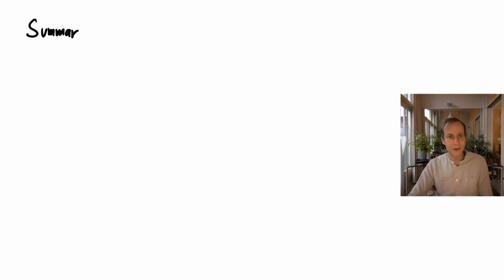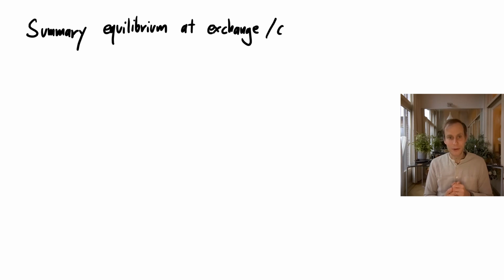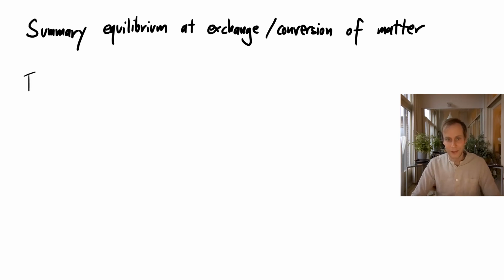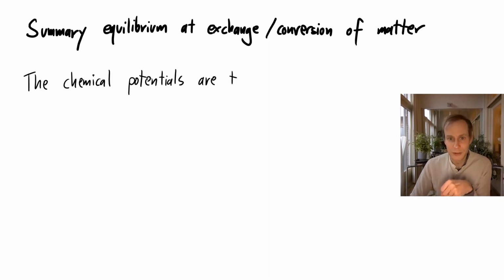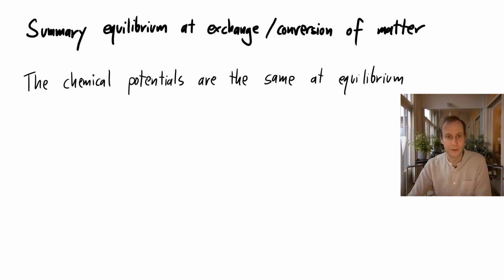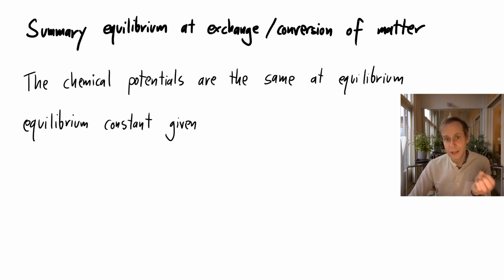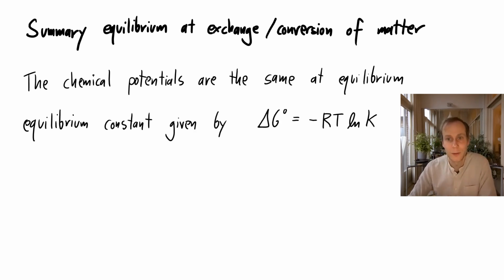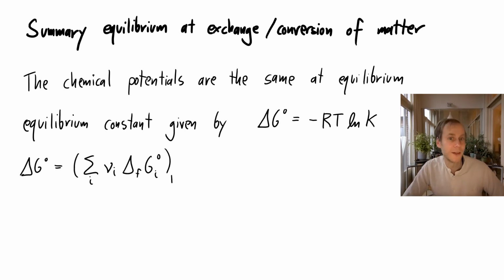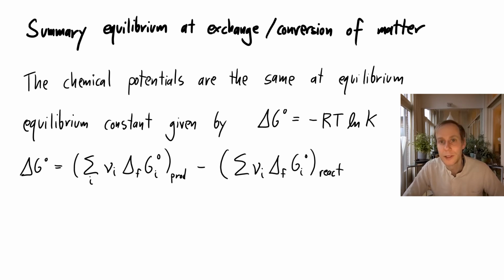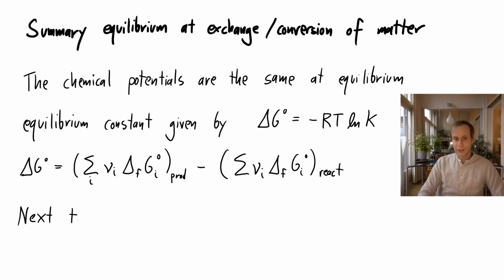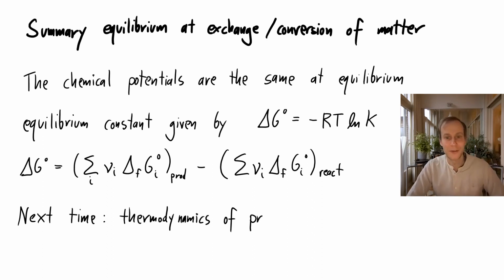That brings me to the summary of Chapter 5. In Chapter 5, we spoke about equilibrium during the exchange and conversion of matter. We learned that the chemical potentials are the same at equilibrium for different regions of a cell, for instance. The equilibrium constant K is given by this important formula that connects it to the standard Gibbs free energy change. The standard Gibbs free energy change can be calculated with the Gibbs free energies of formation. Next time, we are going to talk about the thermodynamics of processes that involve electron exchange.